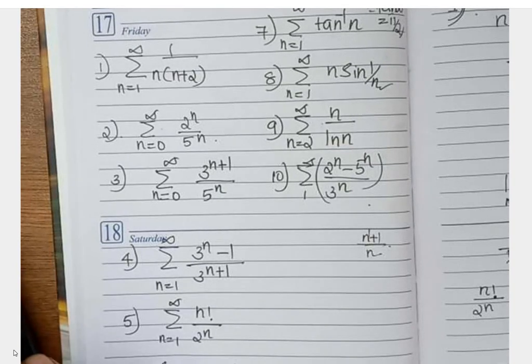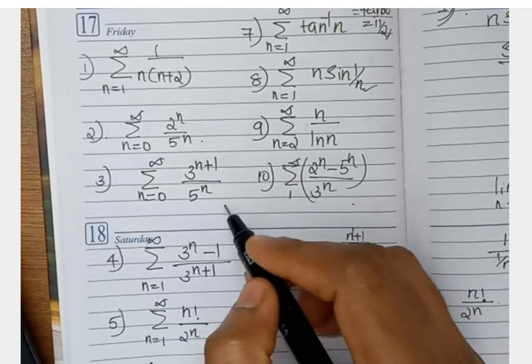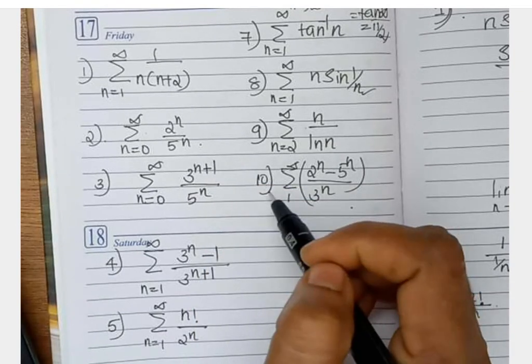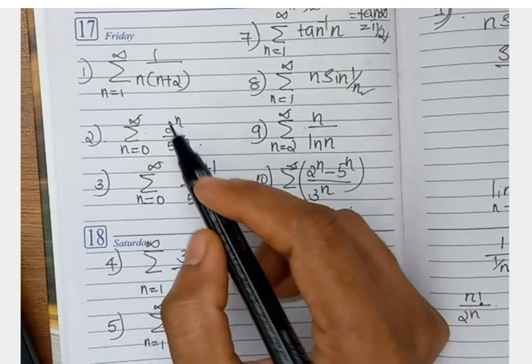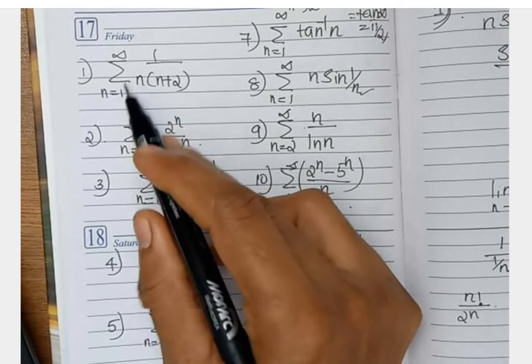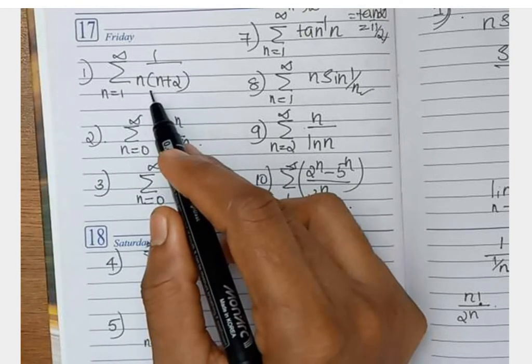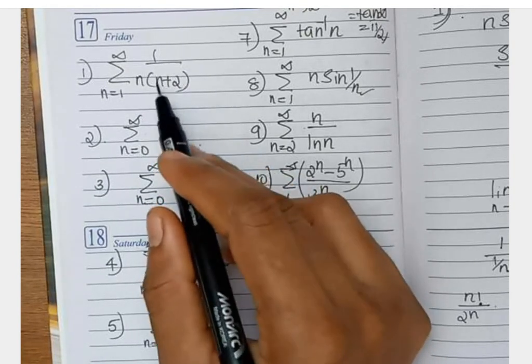Hi, my dear students. Today we are going to do some more problems in the series. Here I have written 10 questions from the exercises of the textbook. The first one is summation n equal to 1 to infinity 1 by n into n plus 1 into n plus 2. This is like a telescoping series.